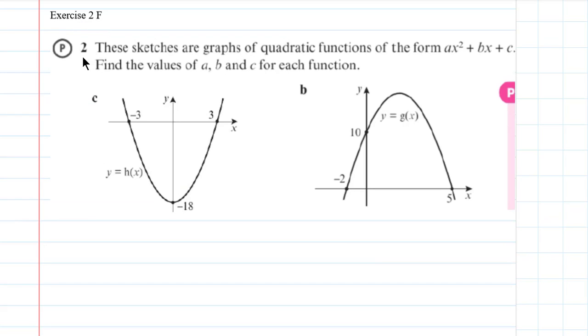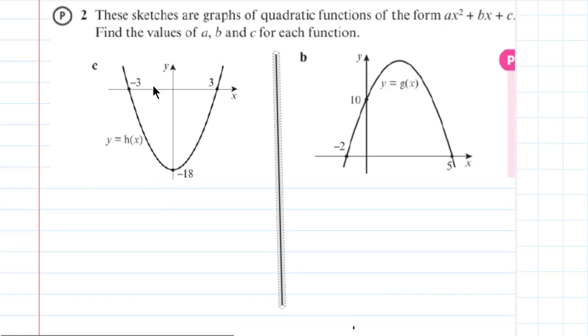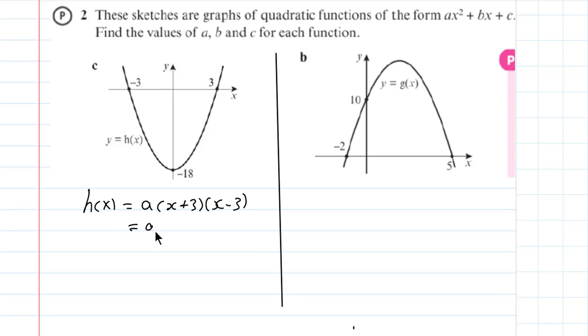Exercise 2f, question number 2. These sketches are graphs of quadratic functions of the form ax squared plus bx plus c. Find the values of a, b, and c for each function. Okay, the main idea here is that negative 3 and 3 are roots, are the solutions of equation f of x equals 0. h of x here will be x plus 3 times x minus 3, right? But the problem is that we don't know the coefficients. We can simplify it to be a times x squared minus 9, of course.